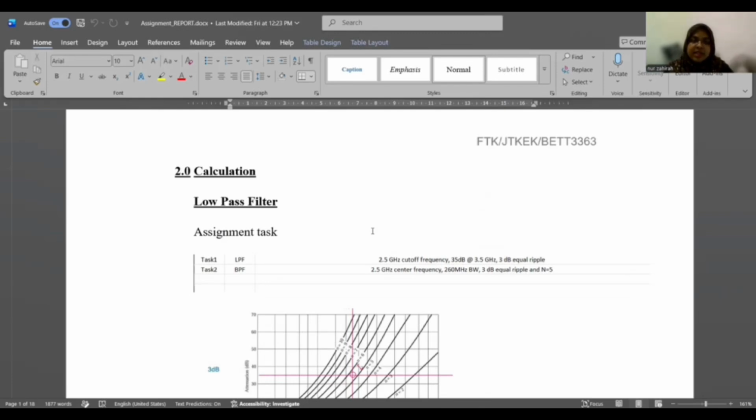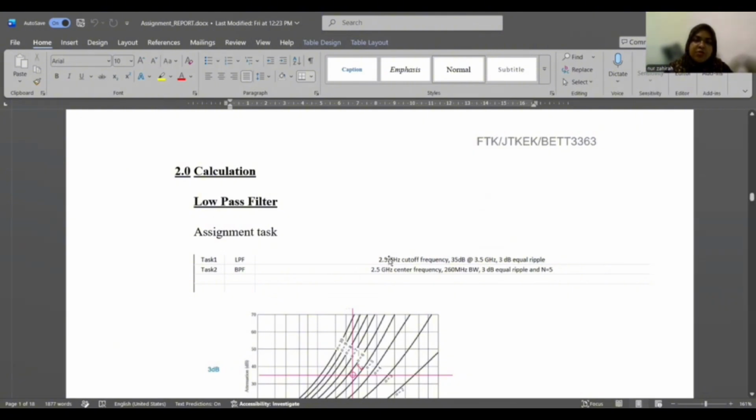Today I will explain the calculation and simulation part. First, for the calculation, we have two tasks given: the first is a low pass filter and the second is a band pass filter. We need to design a filter based on the criteria that have been given. For the first task, a low pass filter, we have a 2.5 gigahertz cutoff frequency, 35 dB attenuation at 3.5 gigahertz, and 3 dB equal ripple.